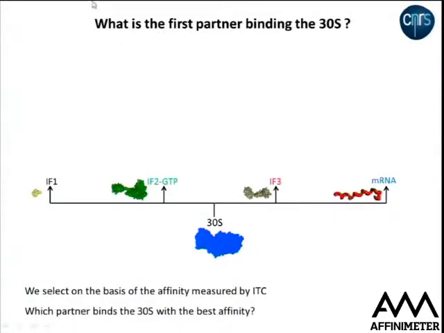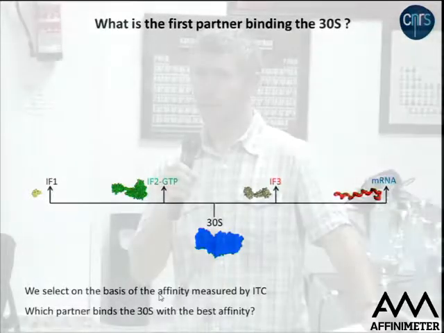So the first question is, what is the first partner binding to the small ribosomal subunit? Is it IF1, IF2 GTP, IF3, or messenger RNA? And for this, we selected on the basis of the affinity measured by ITC. Of course, the affinity is not the only selection criterion. It can also be the kinetics, for instance, or the concentration of each factor in the cell.